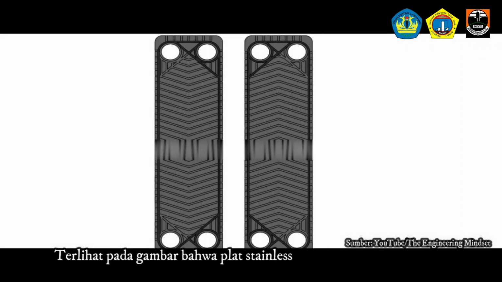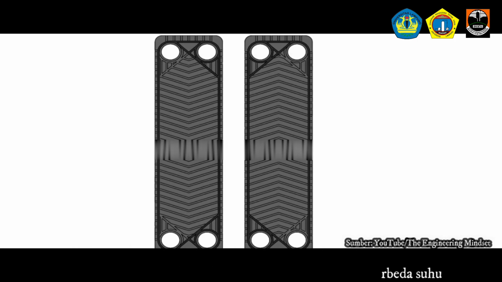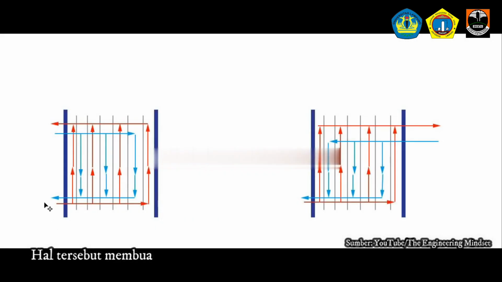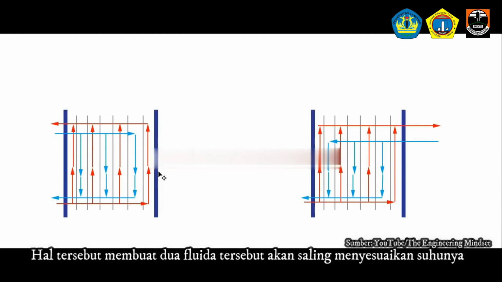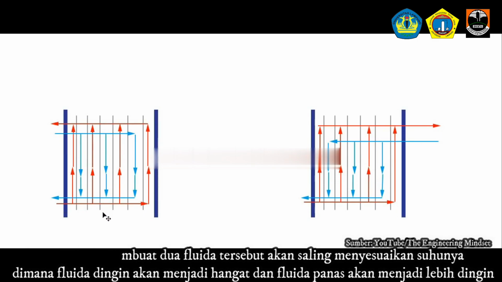It can be seen in the picture that the stainless steel plate is used as a place for heat transfer between two fluids with different temperatures. This makes the two fluids adjust their temperature to each other, where the cold fluid will become warmer and the hot fluid will become colder.